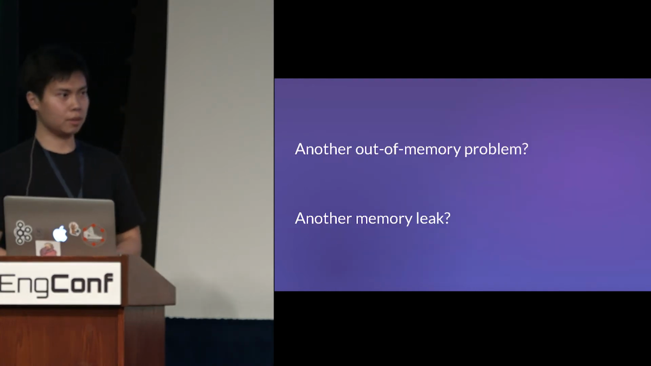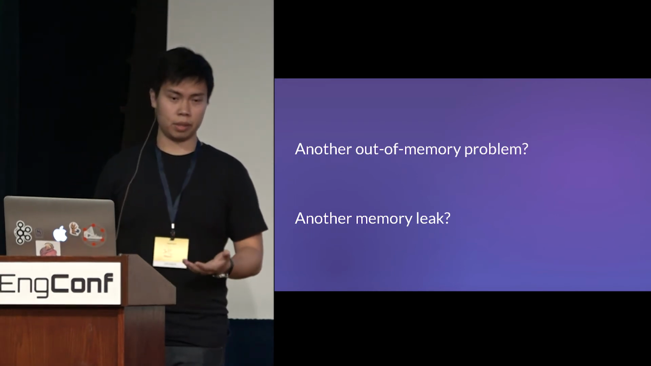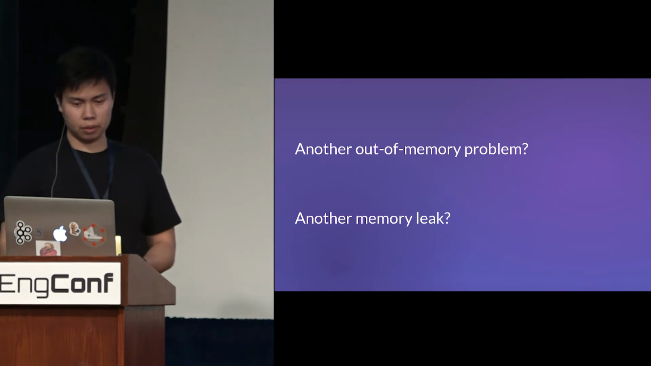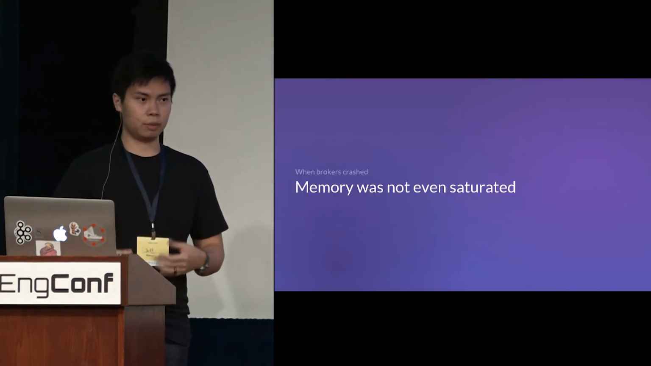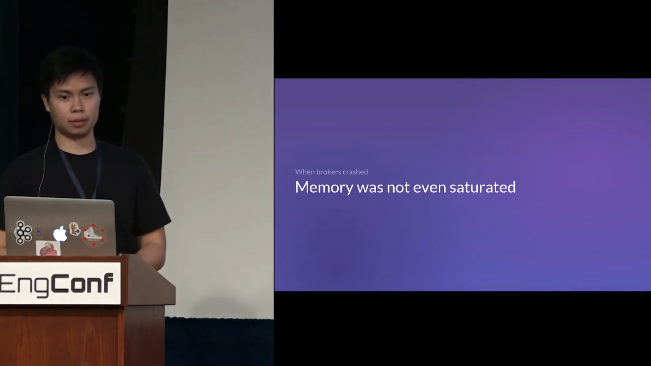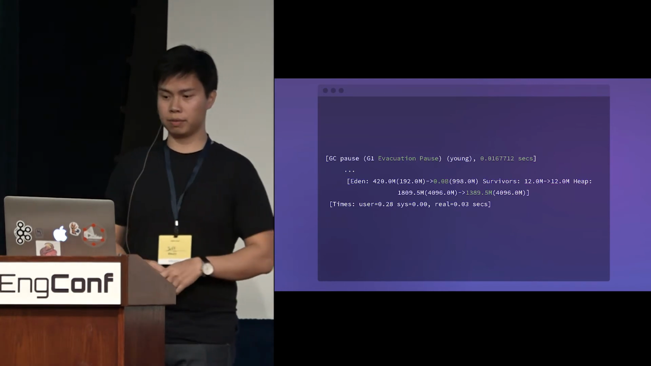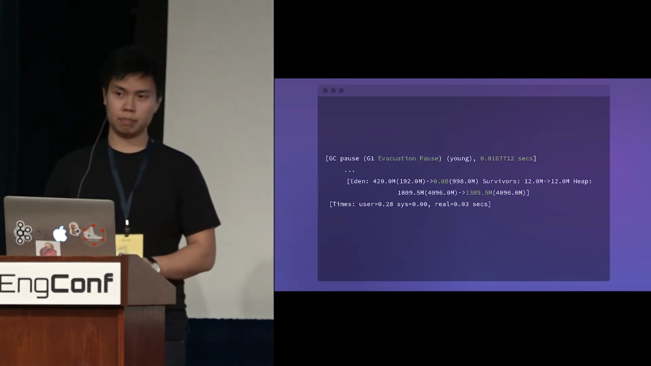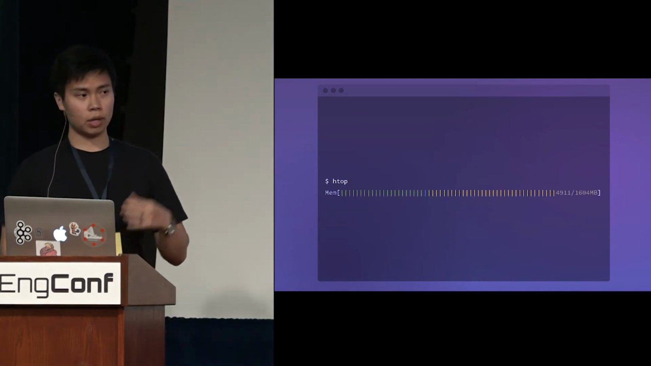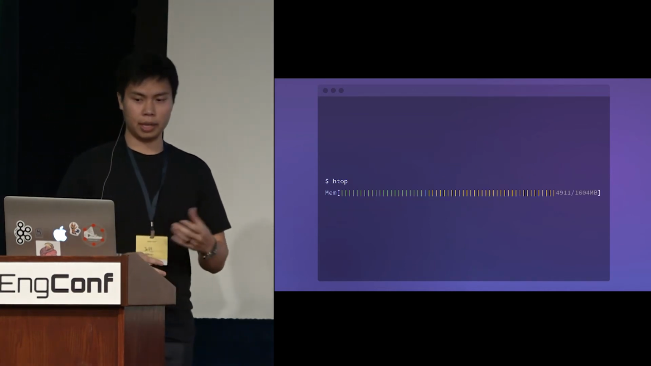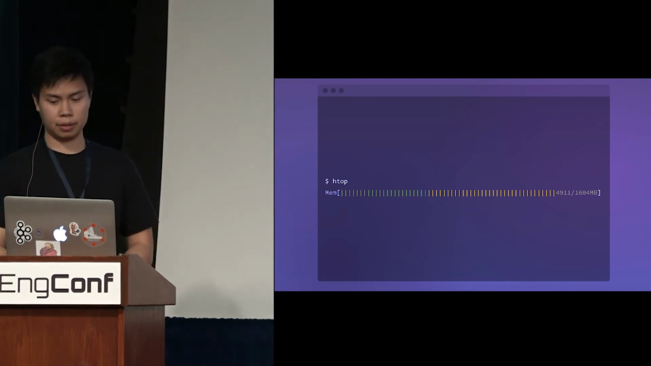So, could this be another out-of-memory problem? Or could this be another memory leak? Well, the funny thing is that memory wasn't even being saturated on these brokers at the time of the crashes. The GC was behaving just fine. We were getting acceptable evacuation pause times. Heap pressure was totally fine. Cross-checking that with the system memory using htop, we see the same behavior, about 5 gigs out of 16 utilized.